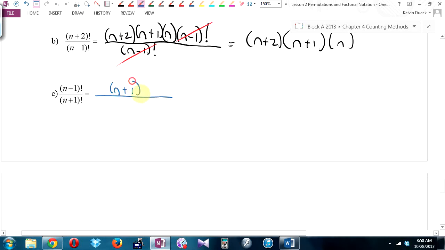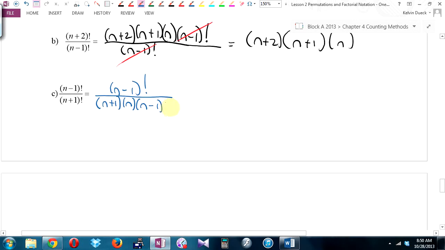N plus 1. Sorry, let's try that again. N minus 1 factorial, Mr. Dueck. And let's expand the denominator. I'd have an n plus 1 times an n times an n minus 1. I would come to a stop there.